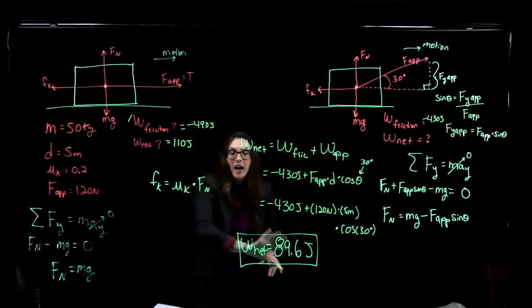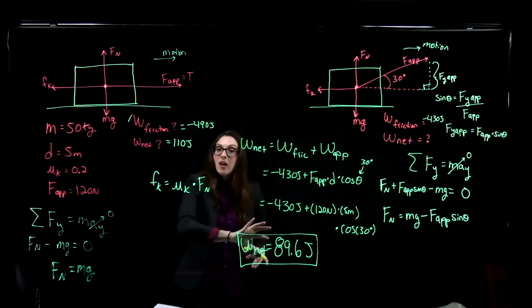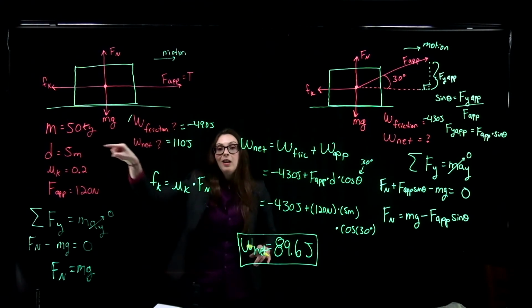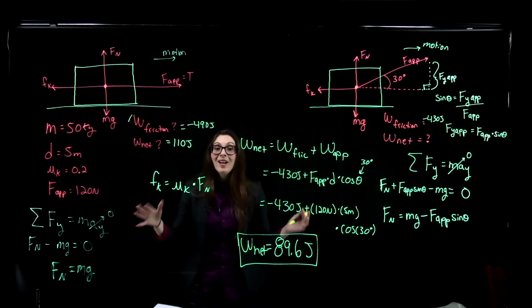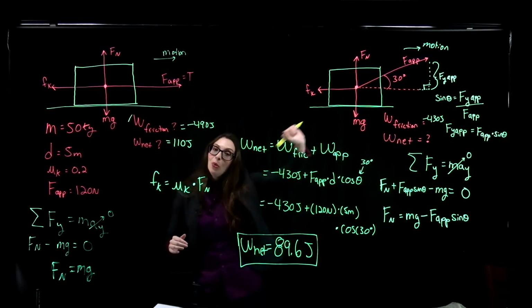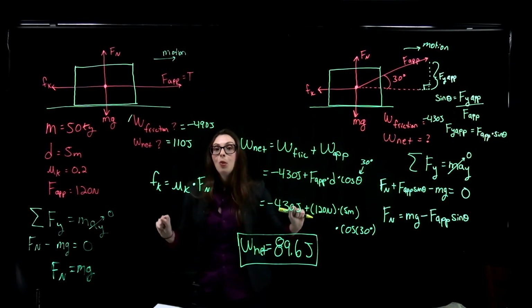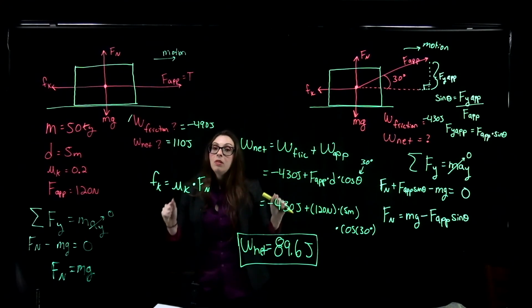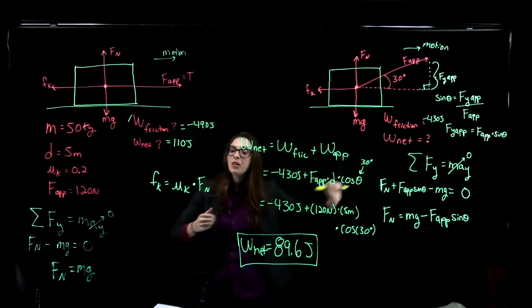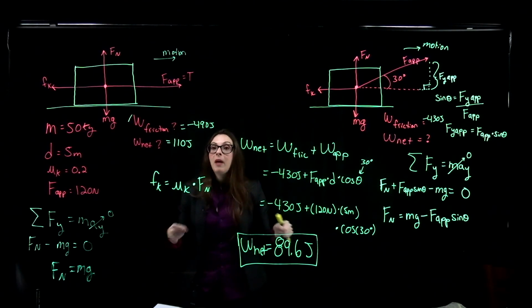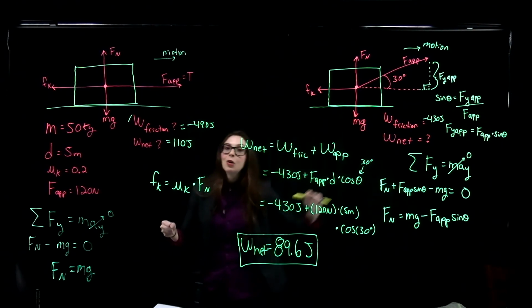We see that it's also a little bit less than the net work that we had in our original problem over here. Why? Again, that's all because we're pulling with an applied force at some angle above the horizontal. Whenever you do that, you can reduce the amount of work that friction does as we're dragging the object horizontally. And we also reduce the total amount of work, the net work in our system, to move our object horizontally.